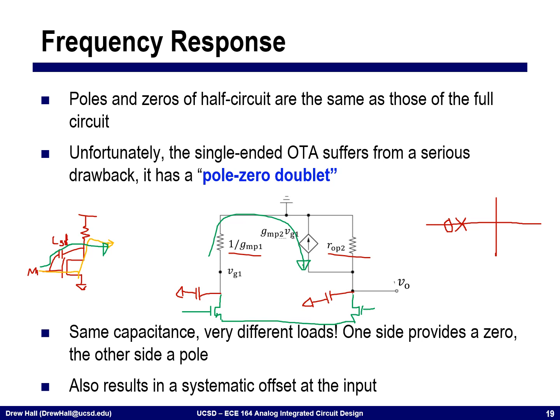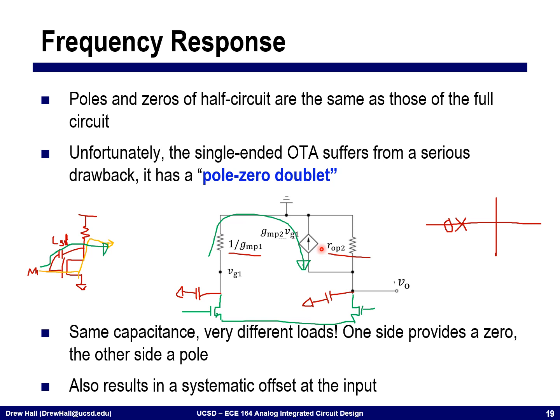Okay. This structure of having a diode connected load that's mirroring the current to the other side also results in what's called a systematic offset at the input. So a differential pair, if we have perfectly matched transistors for the differential pair.